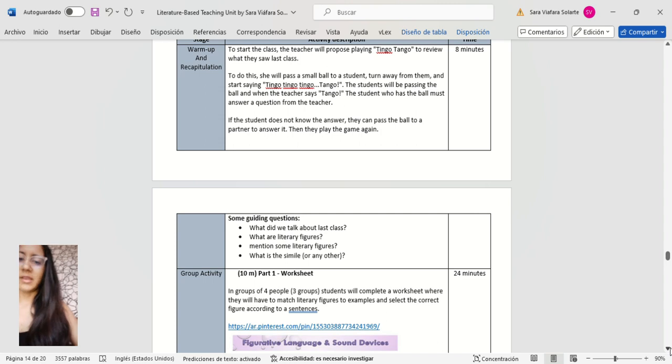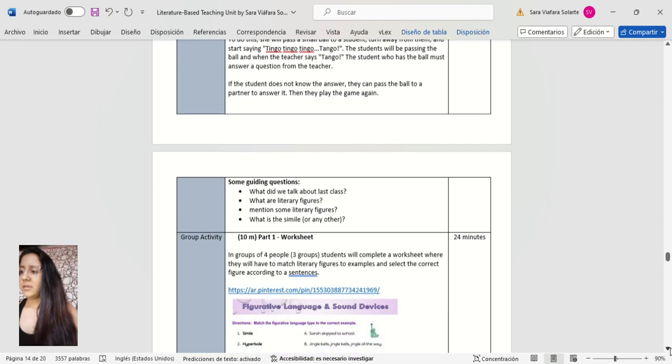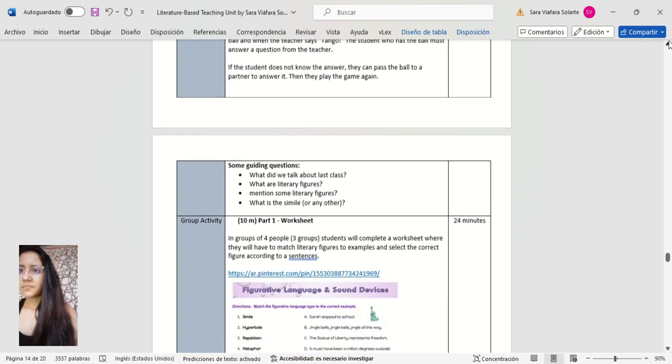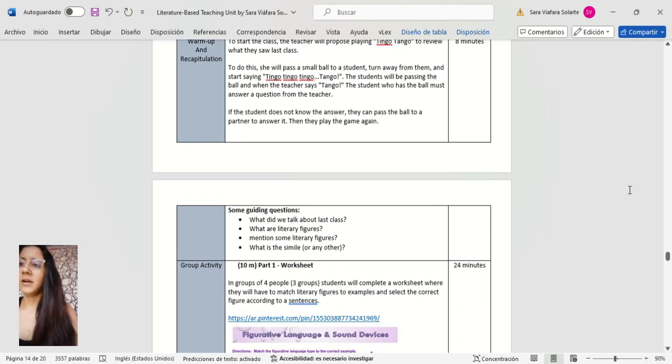inviting the students to play Tingo Tango, so that they will remember what they have seen in the previous classes. To do this, they will play this game. She will pass a small ball to a student and say tingo tingo tango. The student will be passing the ball, and when the teacher says tango, the student who has the ball must answer a question from the teacher.